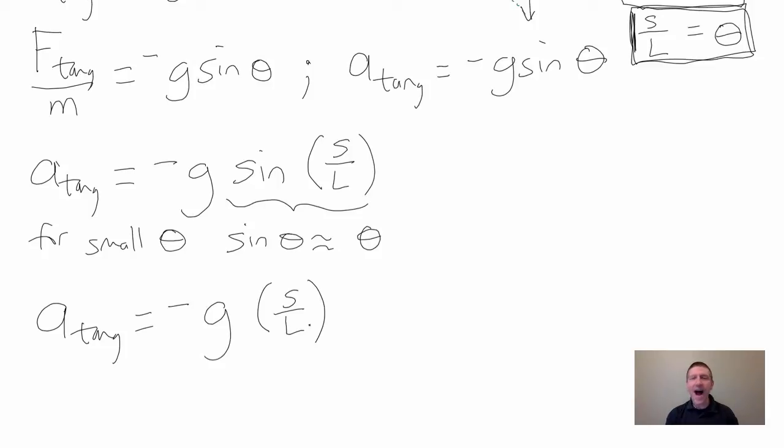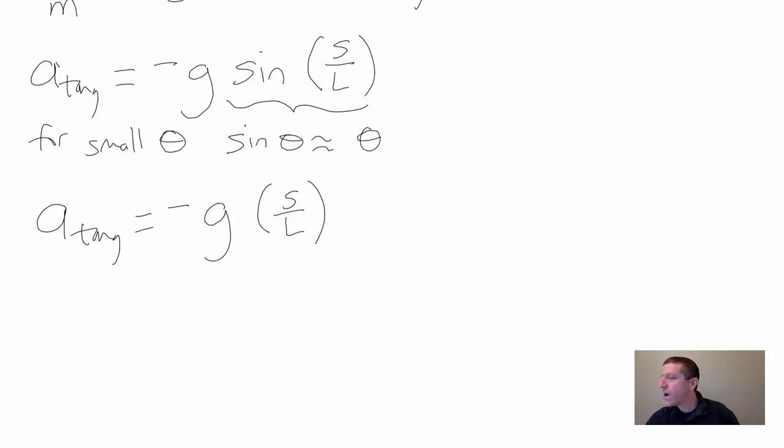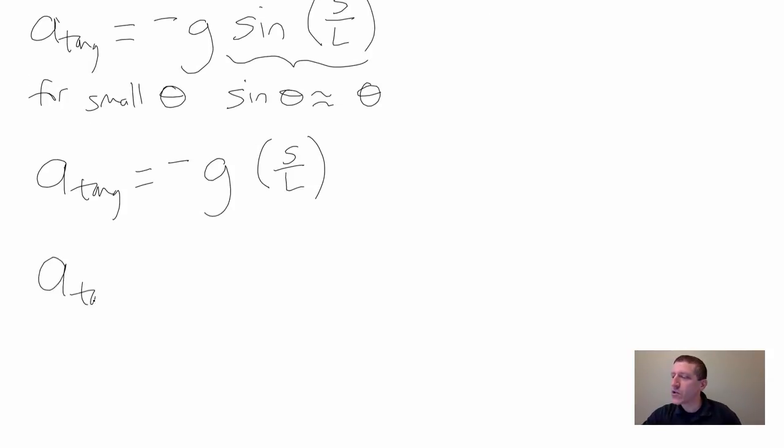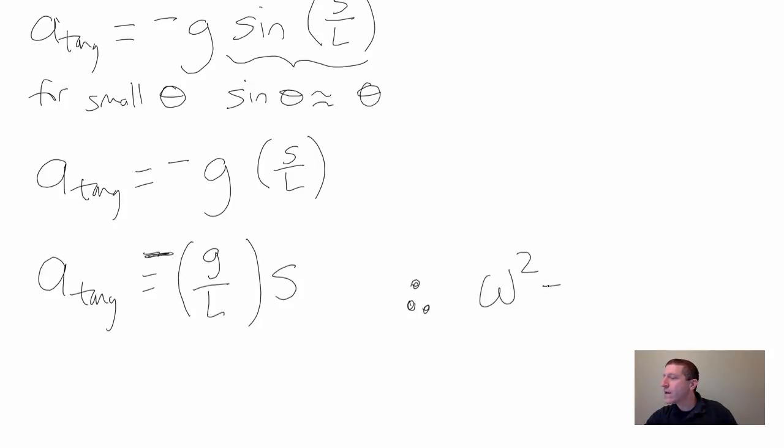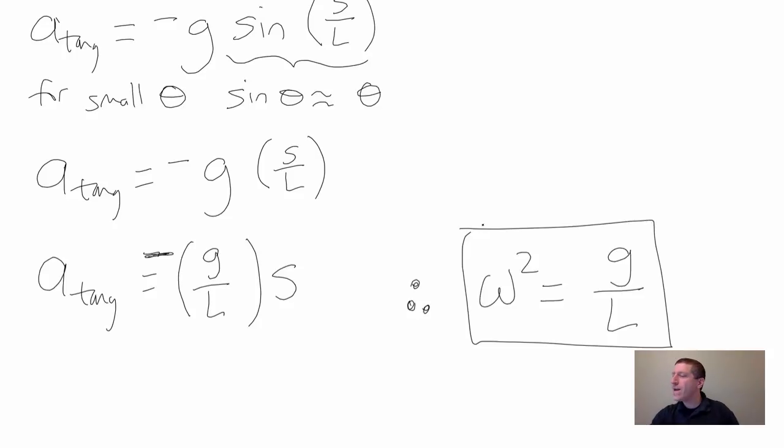I'm almost there. I just need A to be proportional to S. What's the constant of proportionality? Here we go. Here's the punchline. A tangential equals, how do I get just S over here? I just want S over here. What is this negative thing that is going to be multiplied by S? G over L. And that's where omega squared goes. Therefore, omega squared equals G over L. So we now know that the angular frequency is equal to the square root of G over L.